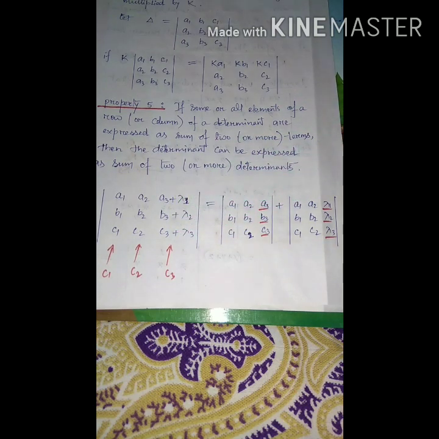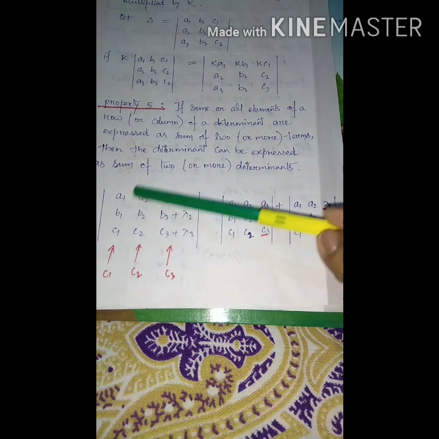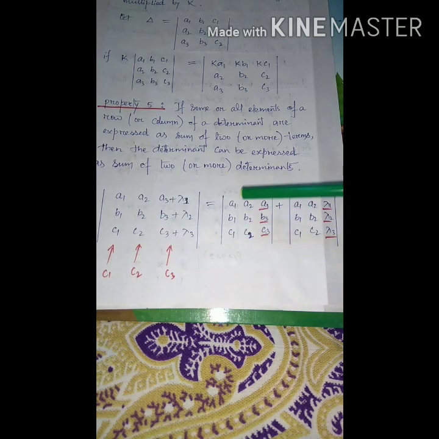So now here what you have to do, if you see first column, second column, we have to separate into two parts. So we have to write A1, B1, C1, A2, B2, C2. Similarly here A1, B1, C1, A2, B2, C2.